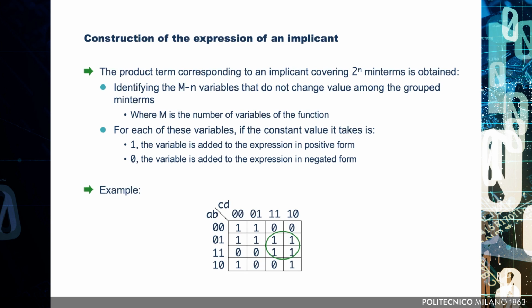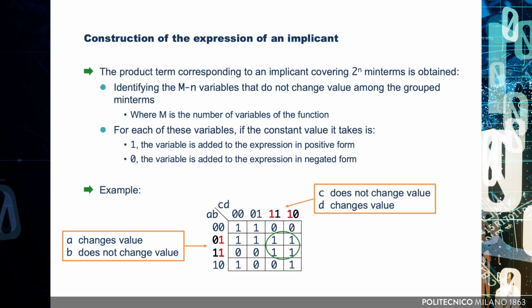Let's revisit the example map used earlier, where we highlight a single implicant for the sake of clarity. The function has 4 variables, and the grouping consists of 2 to the power of 2 minterms. Thus, the corresponding product term will have 4 minus 2, which equals 2 literals. On the row indices, we note that A changes value between the first and second rows of the grouping, while B remains constant at 1. On the column indices, we note that C remains constant at 1, while D varies in value. Therefore, we take B and C in their positive form, and we obtain the product term BC.